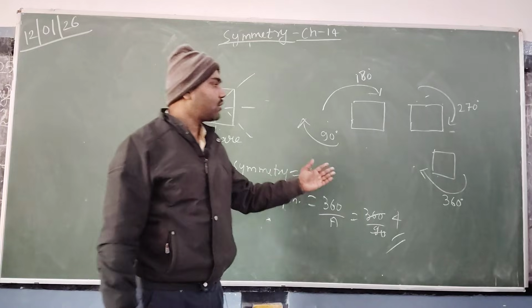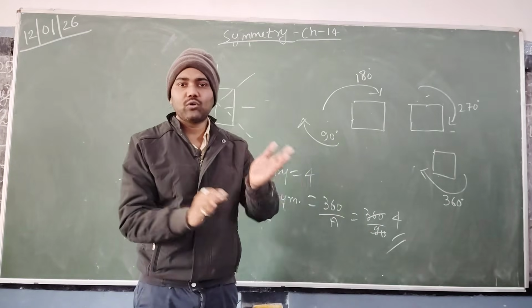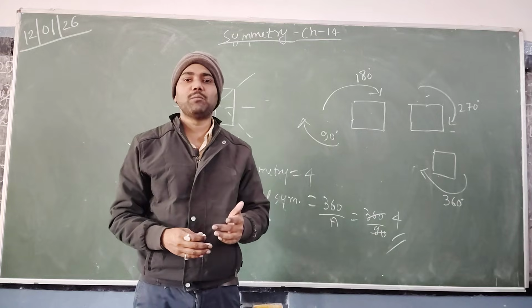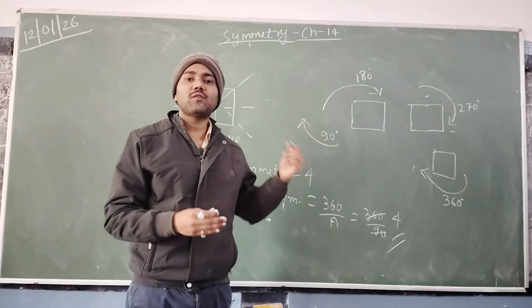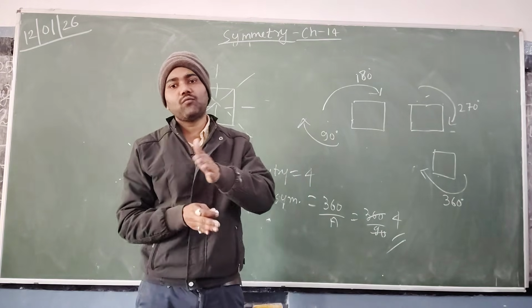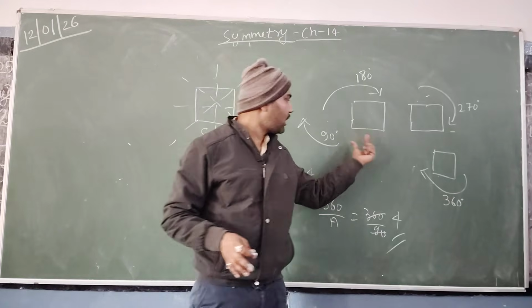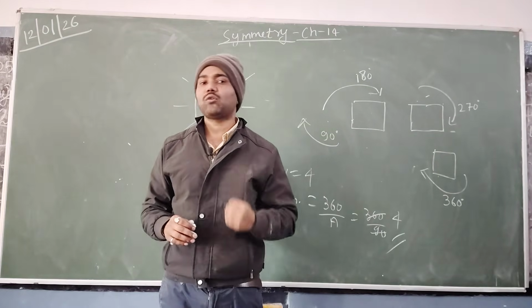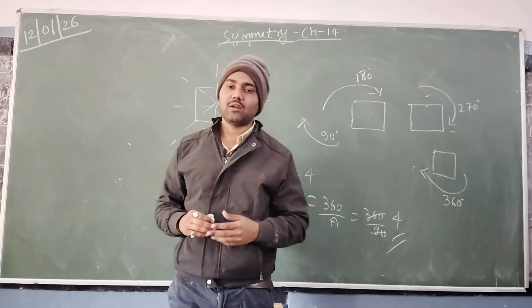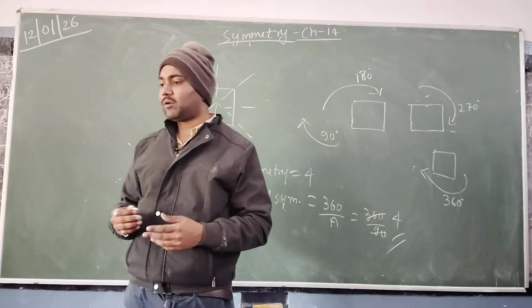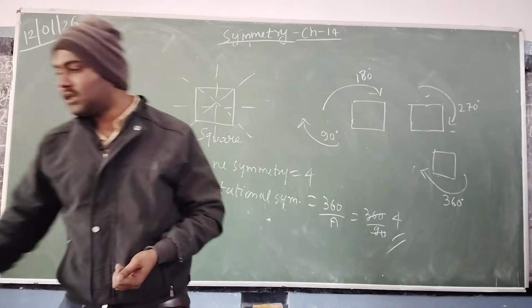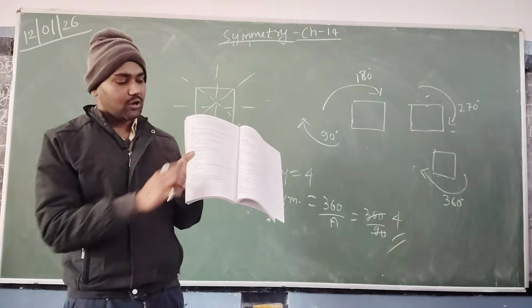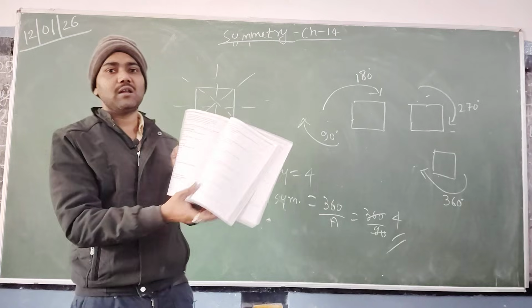So what we are observing is that some figures we have to rotate twice to look similar, like the rectangle, and some figures we have to rotate just once, till 90 degree only, and it looks the same. Understood? So that type of figure will have 4 lines of symmetry, and this type of figure will have 2 lines of symmetry. For that it is clearly given in the figure on page number 278 in your book.